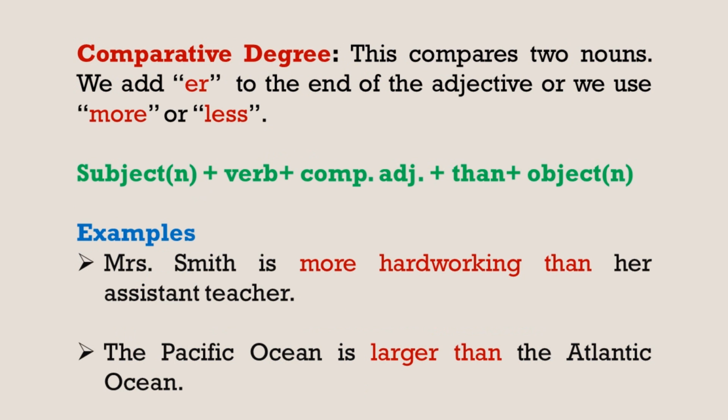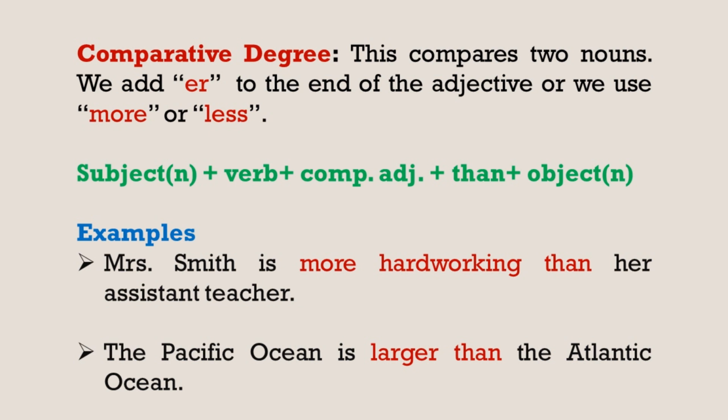Comparative degree of adjective compares two nouns. We add er to the end of the adjective, or we use more or less with the adjective. Examples: Mrs. Smith is more hardworking than her assistant teacher. In this sentence, we are comparing Mrs. Smith to her assistant teacher, thereby comparing two teachers. And it is compulsory that after the comparative adjective, you add than in the sentence.